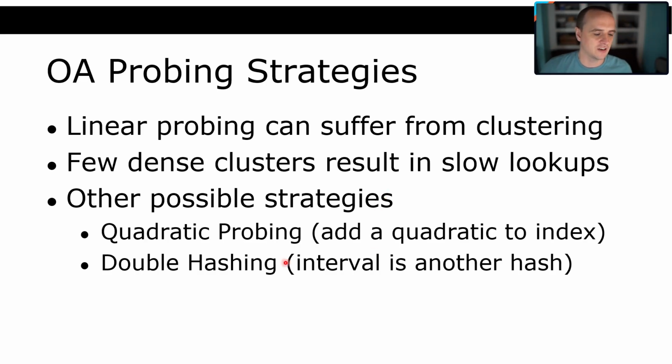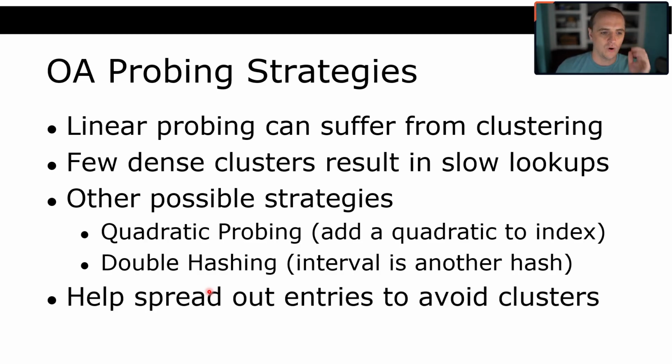The second thing we could do is double hash. So we have another hash of the name of the person, and we would turn that into an integer, and then that integer is how far forward we look into the table. And what these do is they help spread out entries to avoid clusters in the hash table.